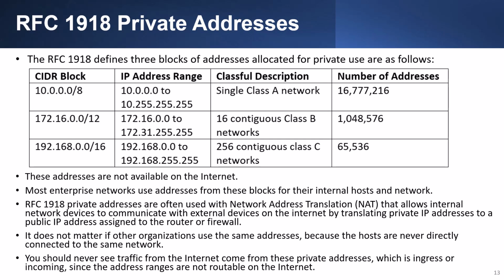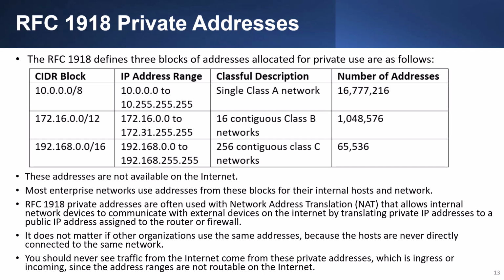The RFC 1918 defines 3 blocks of addresses allocated for private use, which are 10.0.0.0 with a CIDR notation of /8, 172.16.0.0 with a CIDR notation of /12, and 192.168.0.0 with a CIDR notation of /16. These addresses are not available on the internet. Most enterprise networks use addresses from these blocks for the internal host and network.